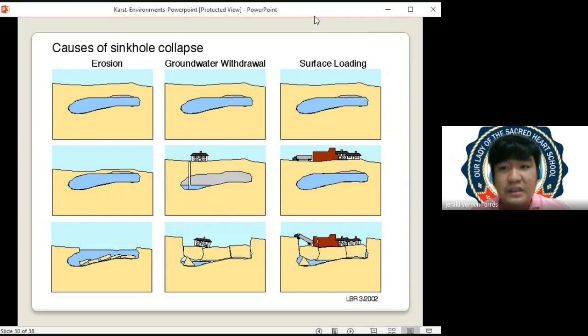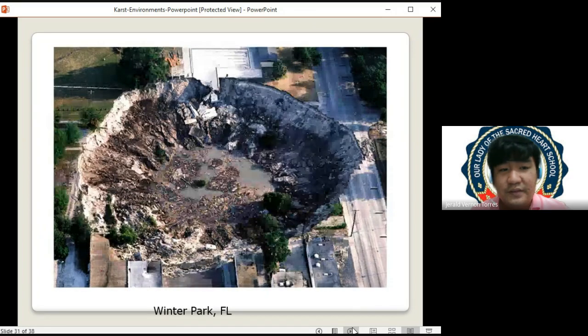Pwede rin naman mangyari is magkaroon tayo ng overloading, surface loading, and with excessive surface loading on land, pwedeng mag-collapse yung lupa, causing sinkhole formation across the caves. So those are the possible routes to forming sinkhole. So this is an example of a sinkhole, no, due to either surface loading or extraction of water by artesian well.